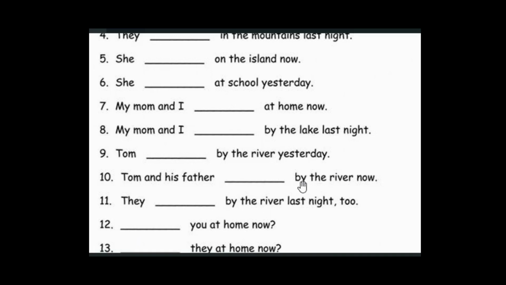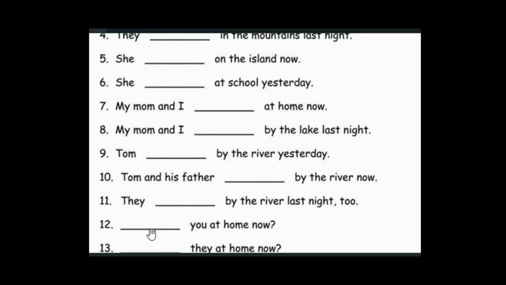So if it is here, this is present. Now, for the present moment we have used are, but here this action is completed. That's why we should use were. They were by the river last night too.